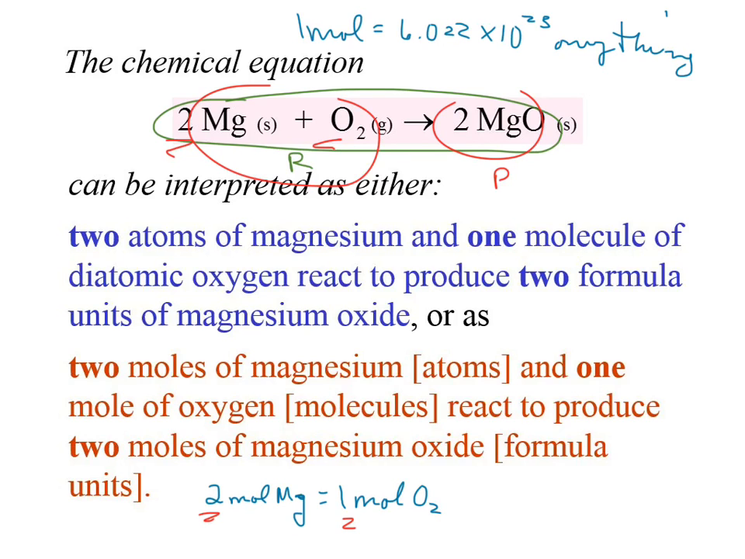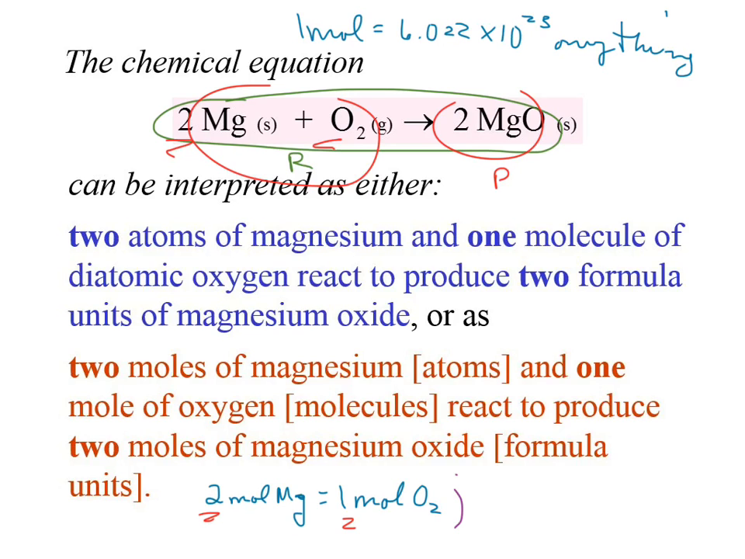You're making an equality statement. 2 moles of magnesium is equal to 1 mole of O2. How did I get that? From this balanced chemical equation. That's the stoichiometry of the magnesium reaction with oxygen.